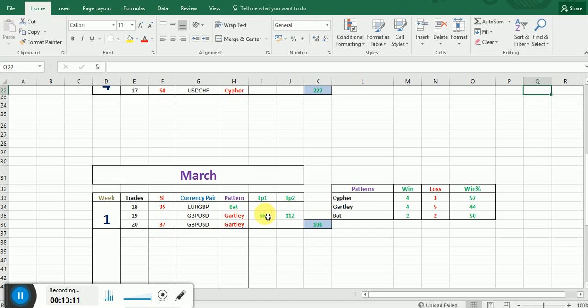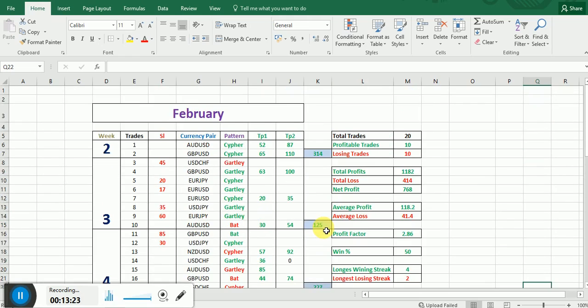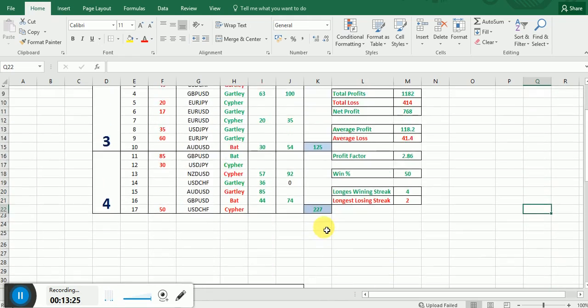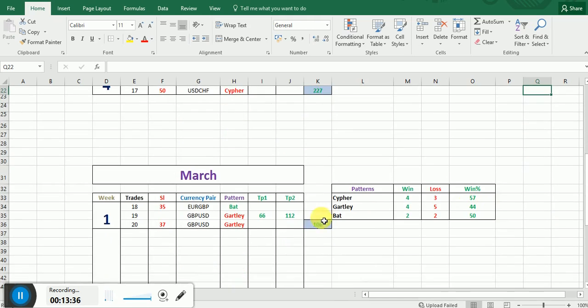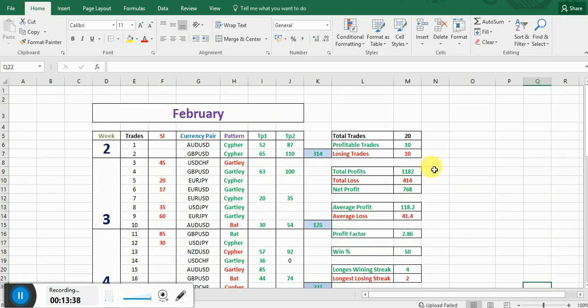So regardless, as you can see, we had just 1 winner and 2 losers, and we still ended up the week with a 106 pip winner. So far in the 3 weeks since I started my signal service, we haven't had a losing week. The first week we brought in 314 pips, 125 on the second week, 227, and 106 on the third week. In total, 20 trades taken. So 20 trades in 4 weeks.